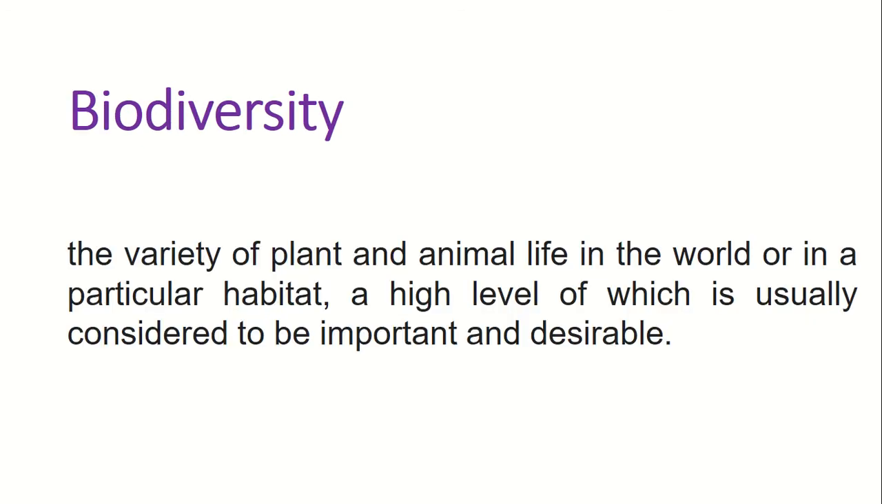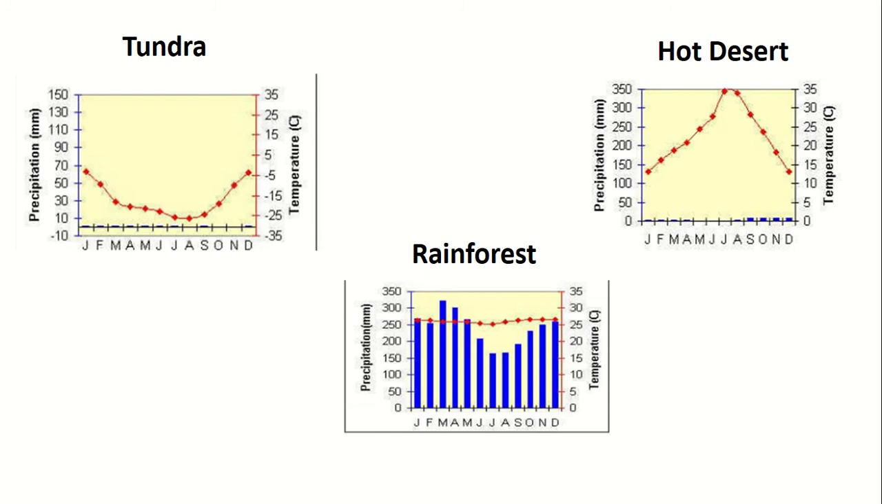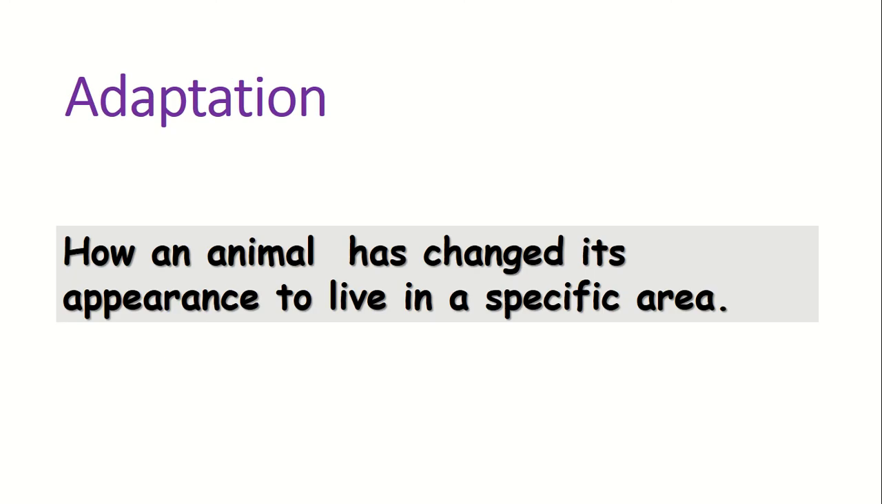And if you recall, this links back with the biomes because the idea would be that our biodiversity would be higher in the rainforest than it would in the hot desert or the tundra. And that's because with it being warm and wet, they're the best conditions for life, and so it can support a variety of species. In the tundra and the desert, the biodiversity tends to be very, very low. But for the animals living in those harsh environments, they have to have adapted. Okay, so adaptation is how an animal has changed its appearance to live in a specific area.